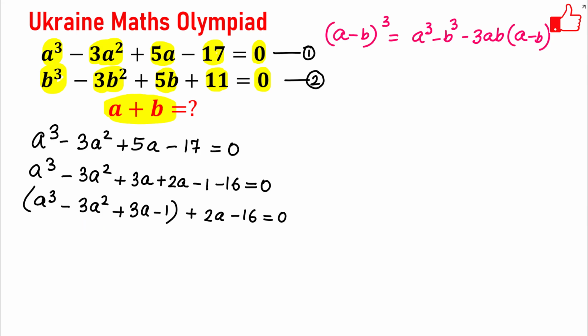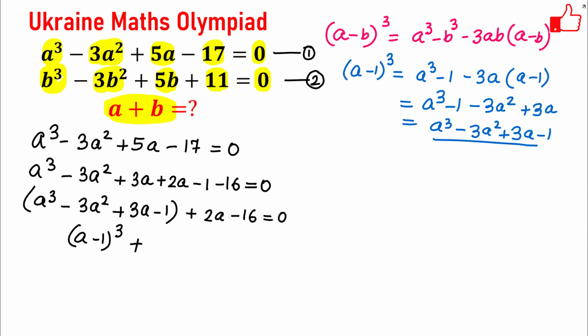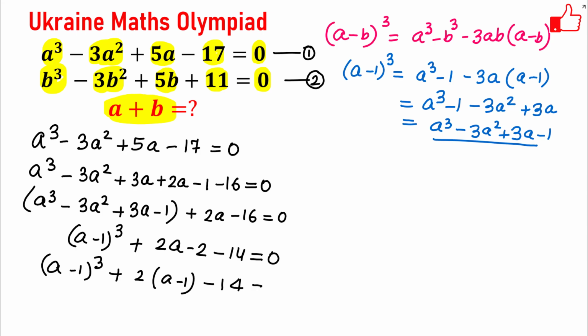You can verify. So let us verify this. If I use this identity, a minus 1 whole cube is equals to a cube minus 1 cube minus 3 times a times 1 times a minus 1. So this is a cube minus 1 minus 3a square plus 3a. The same thing you have here, a cube minus 3a square plus 3a minus 1. So now I can rewrite this as a minus 1 whole cube plus 2a minus 16. 2a minus 16 I can also write as 2a minus 2 minus 14, because I want a minus 1. So this is a minus 1 whole cube plus 2 times a minus 1 minus 14 equals 0.